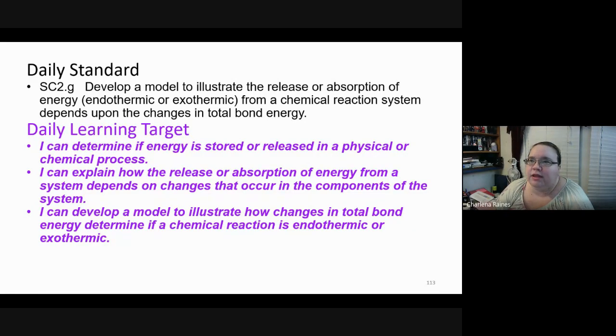Good morning, chemistry students. In today's video lesson, we are looking at standard 2G, where we're looking at models to illustrate the absorption or release of energy. We have seen this before with a physical process. Today, we're looking at it in terms of a chemical process and in terms of chemical reactions.